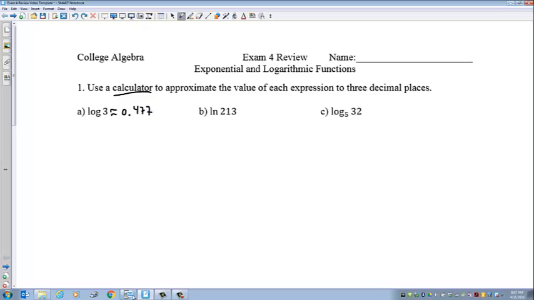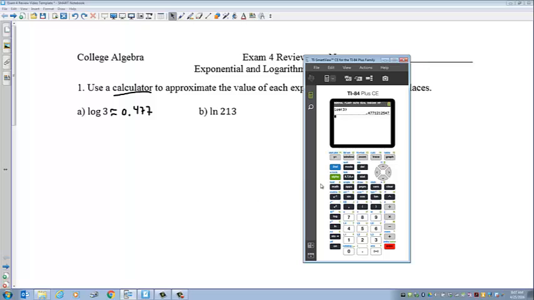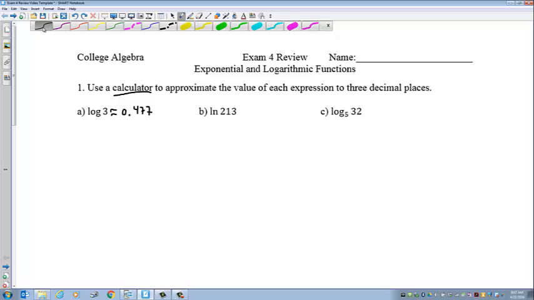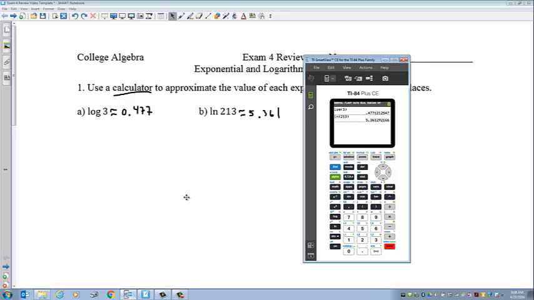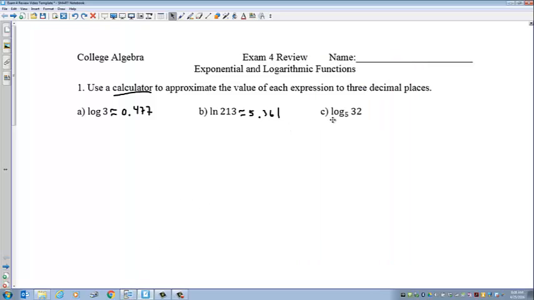And then we need to do ln of 213. So here's the ln button, and we hit 213 in parentheses and then enter, and we get 5.361. Since the 4th decimal place is a 2, we just drop it off, so this is approximately 5.361. Let's check. So yeah, 361. All right, and then the last problem, we want to do log base 5 of 32.